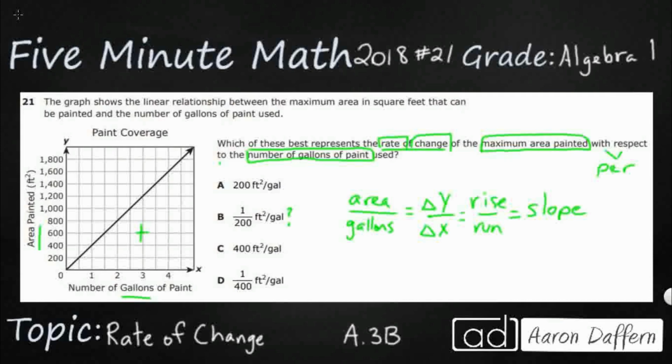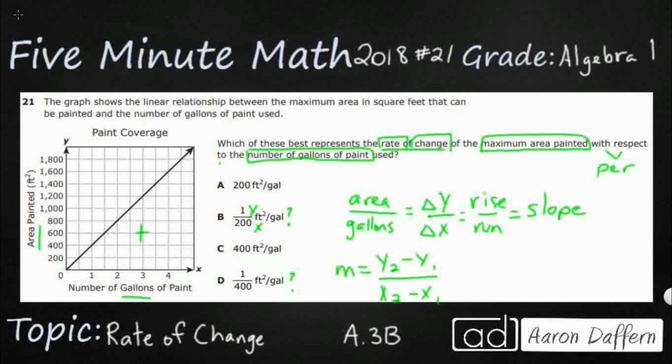I'm pretty sure it's not going to be one of those because those are really, really shallow slopes, right? That'd be raising 1 and going over 200. But instead, it looks like it's kind of flipped. Looks like my gallons of paint are counting by ones or even halves, and yet we're counting the area painted by 200s. So all we need are two coordinates, right? My m is going to be change in y, which is y sub 2 minus y sub 1, over x sub 2 minus x sub 1. We just need some x and y coordinates.